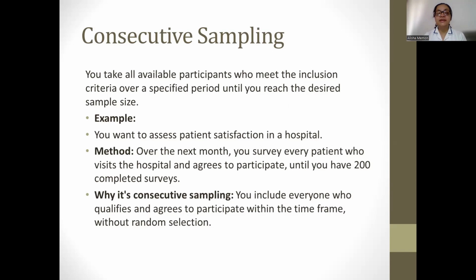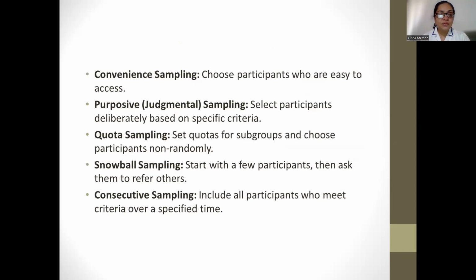Again, this is not random. You are selecting any patient that is visiting the hospital and who is willing to participate in the study. So summarizing all of them, convenient sampling is choosing participants who are easy to access. In purposive sampling, we select patients based on specific criteria. Quota sampling is like stratified sampling, the only difference being that here we are selecting patients non-randomly. Snowball sampling is where we start with a few participants who help us find other participants in the study. And consecutive sampling is where you keep on recruiting samples in your study till you reach a certain number, and this is also over a specified period of time.